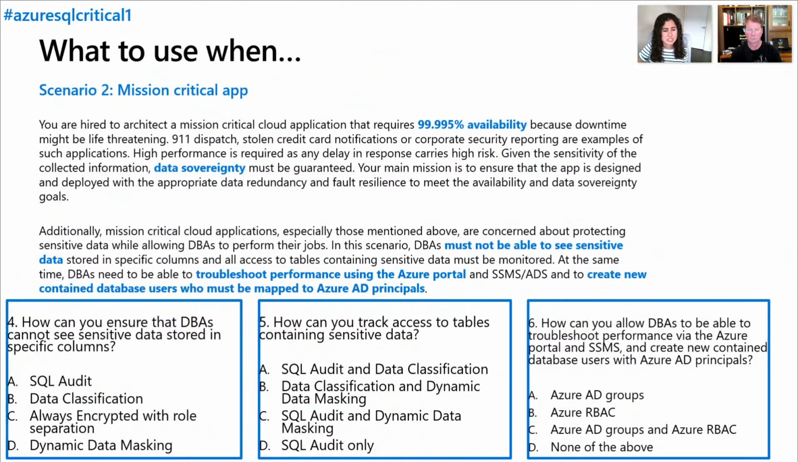So if I just go over the questions briefly, the first question is, how can you ensure DBAs cannot see sensitive data stored in specific columns? So think carefully about this one. The next one is, how can you track access to tables containing sensitive data? We talked about this in the security module a few weeks ago about different ways you can achieve this combination of results. And the final question is, how are DBAs going to be able to do the stuff they need to be able to do in the Azure portal, in SSMS, and also create new Azure AD principals? So think carefully about that one. And it's a little tricky. I'll just say it up front, Bob.